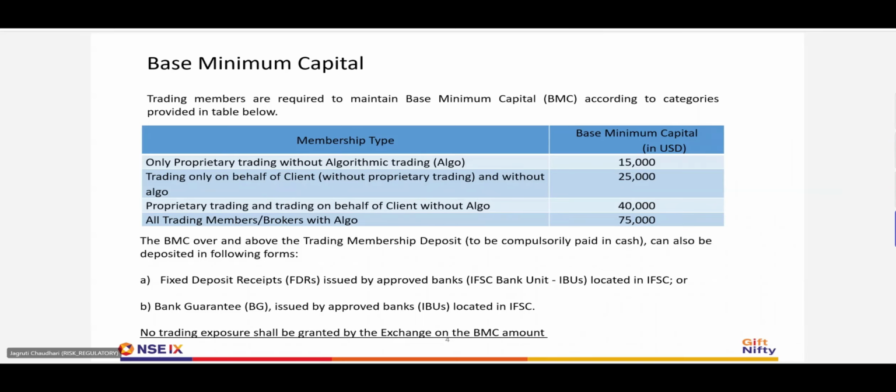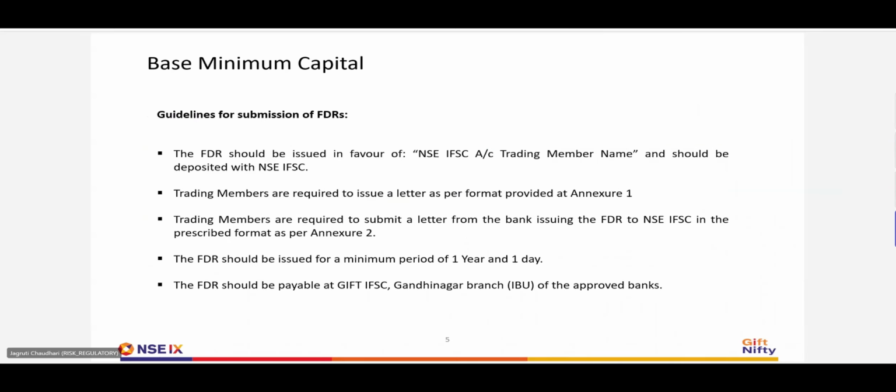Now, what we have noticed sometimes is that these FDRs, when we receive them, have to be for a minimum tenure of 1 year and 1 day. A lot of times we receive FDRs with a tenure lesser than that, and we have to subsequently ask them to resubmit a new FD with a tenure of minimum 1 year and 1 day. We have already apprised banks about this, but members need to take care of themselves regarding this. The minimum FDR tenure for BMC is 1 year and 1 day.